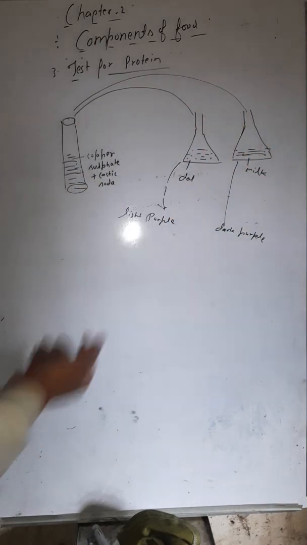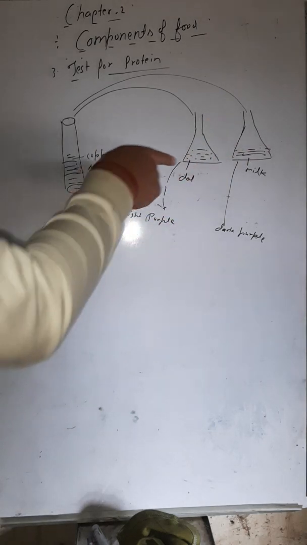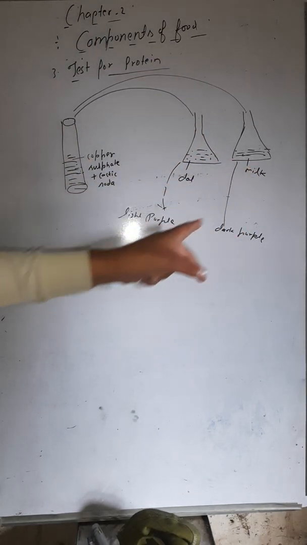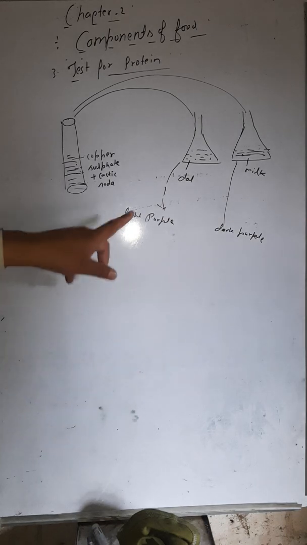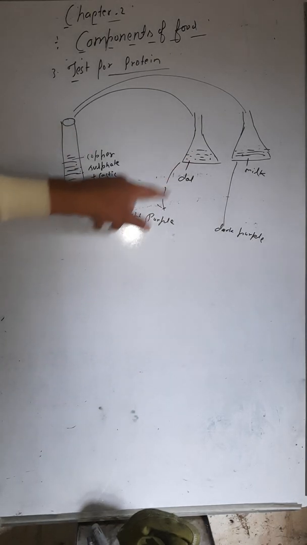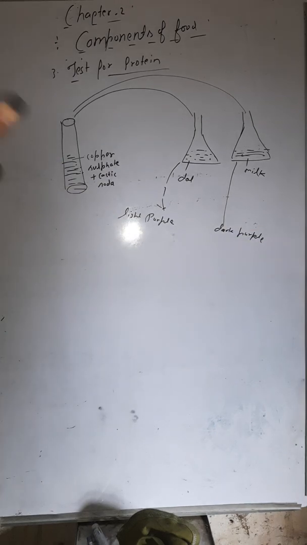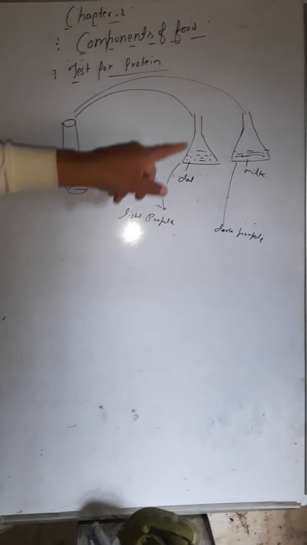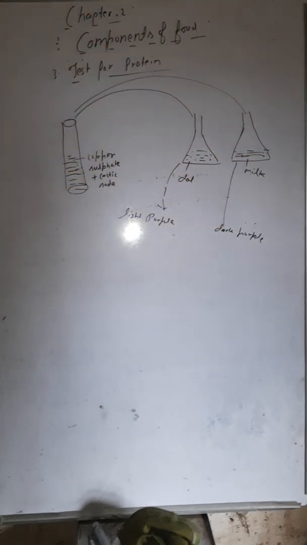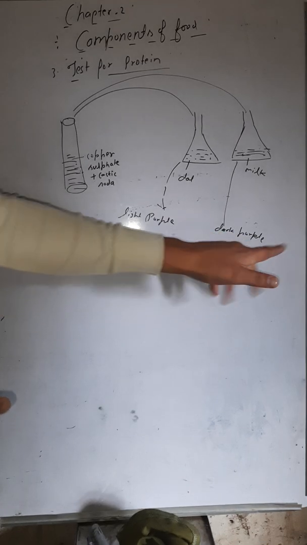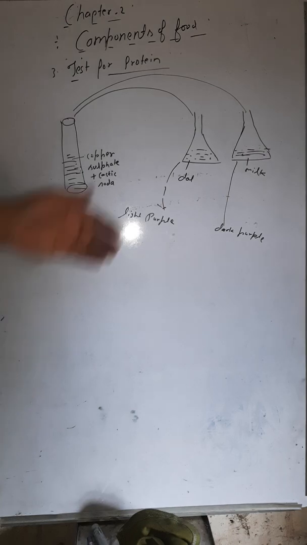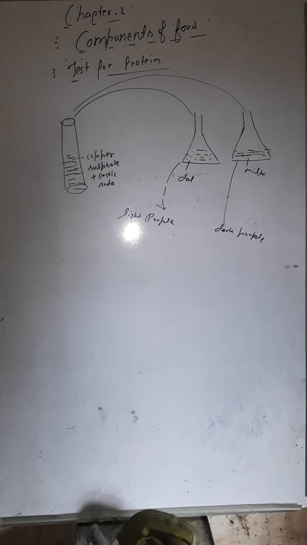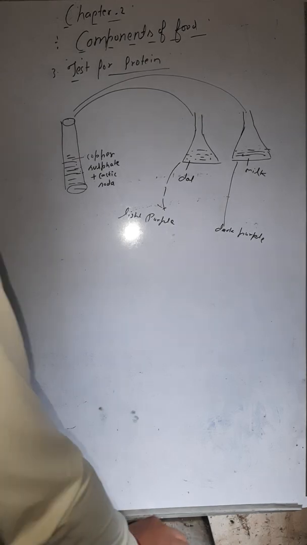So why this change in color? The change in color is due to the presence of protein, because there were components of protein in both dal and milk. So it indicates the presence of protein in dal and in milk. Where there is dark purple, it means there is more protein. Where there is light purple, there is less protein. This is how we can test for the presence of protein.